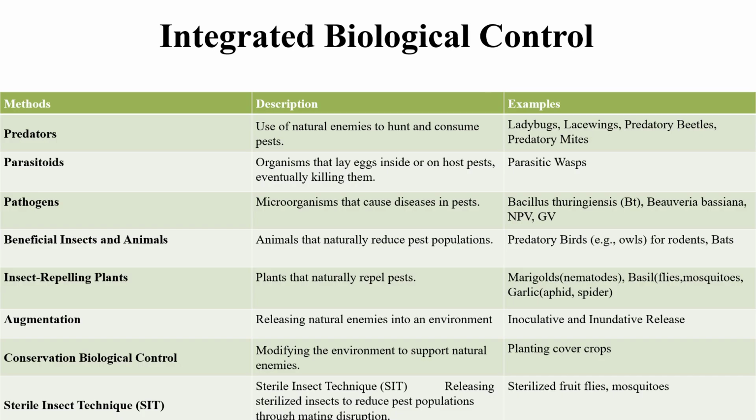Pathogens are basically microorganisms that cause disease in the pest. For example, Bacillus thuringiensis, Beauveria bassiana, NPV, and GV. Beneficial insects and animals are also used to reduce the pest population. For example, predatory birds for rodents, and bats, etc.